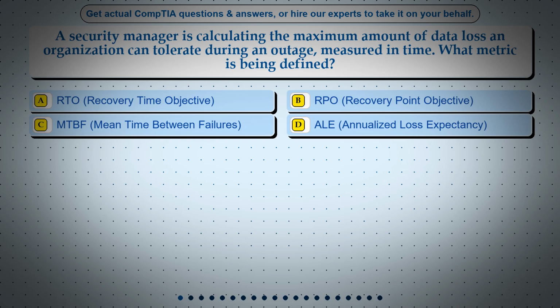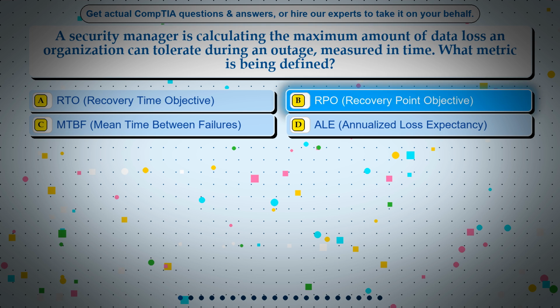Question 1. A security manager is calculating the maximum amount of data loss an organization can tolerate during an outage, measured in time. What metric is being defined? Option A RTO, Recovery Time Objective. Option B RPO, Recovery Point Objective. Option C MTBF, Mean Time Between Failures. Option D ALE, Annualized Loss Expectancy.